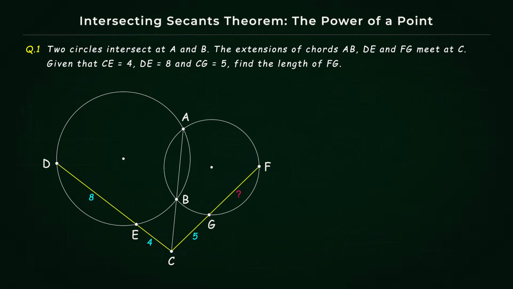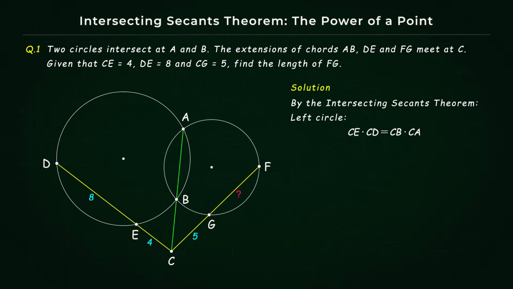CD and CF are secants to the left and right circles respectively, while CA is a secant to both circles. So we can apply the intersecting secants theorem to each circle separately. Since CA is shared by both circles, it acts as a bridge, linking CD and CF together. For the left circle, we have CE times CD equals CB times CA. For the right circle, we have CB times CA equals CG times CF.